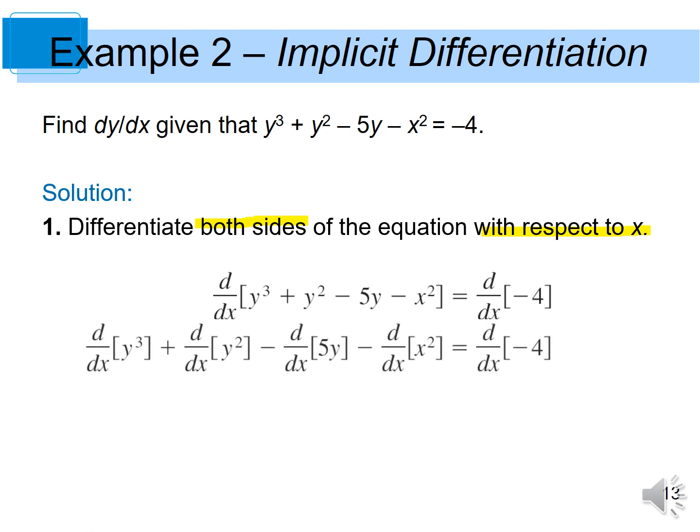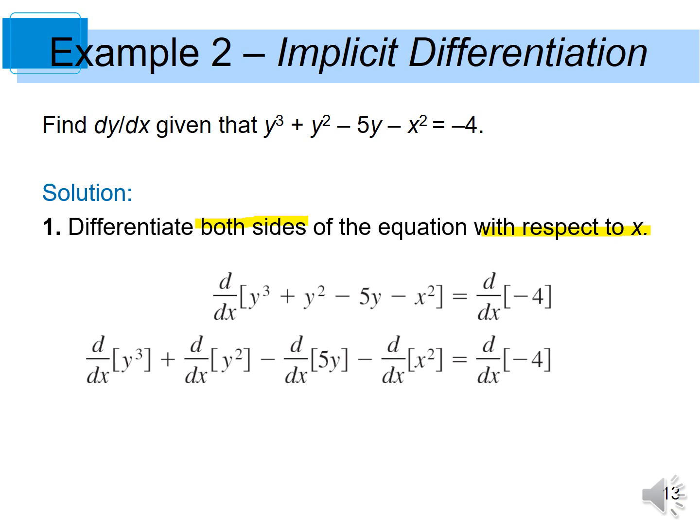For the first three terms, the variables do not agree, so we use chain rule for the first three terms. But for the last term, the variable agrees, so we can just use power rule. And the right side is just a constant, so we use constant rule.